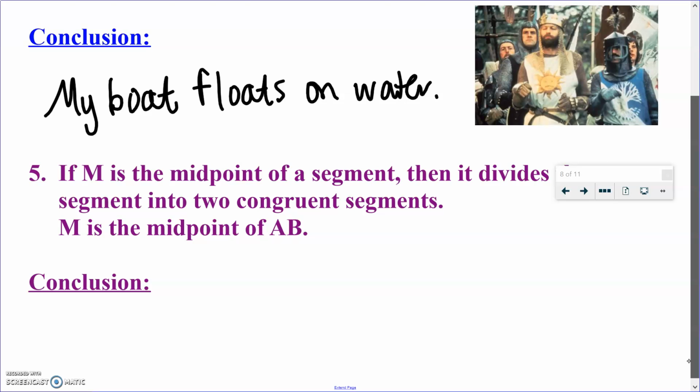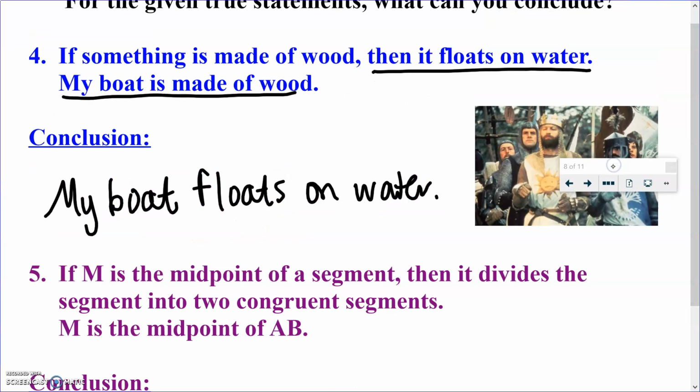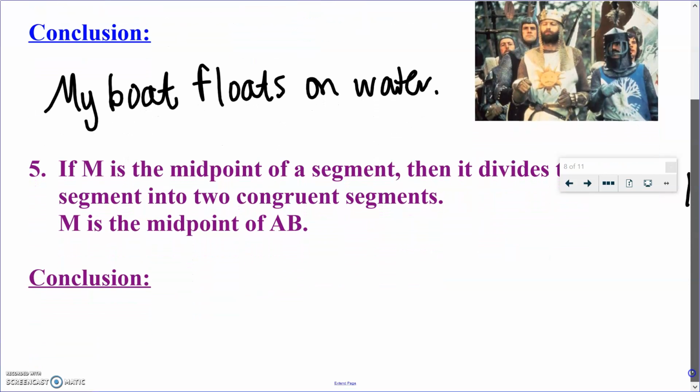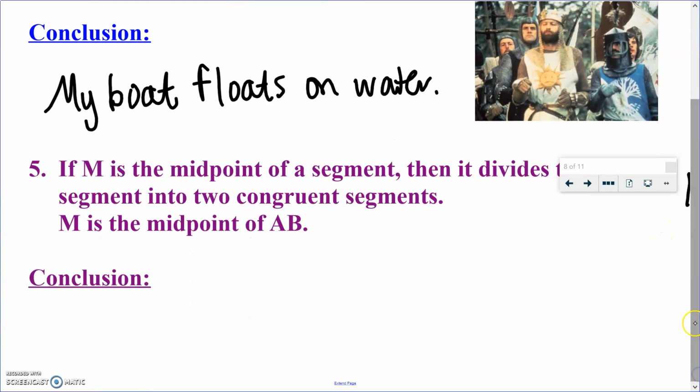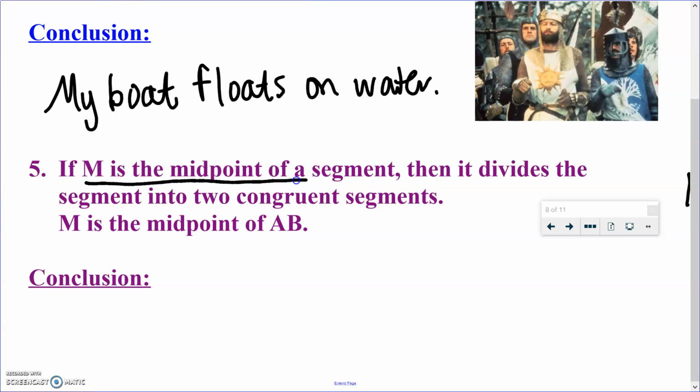And use the same idea here. If M is the midpoint of a segment, then it divides the segment into two congruent segments. And then we say M is the midpoint of AB. I'm sorry, you guys. I'm trying to scroll down and get this little box out of the way, and it's not working. There we go. Okay, so M is the midpoint of AB. So M is the midpoint of a segment.